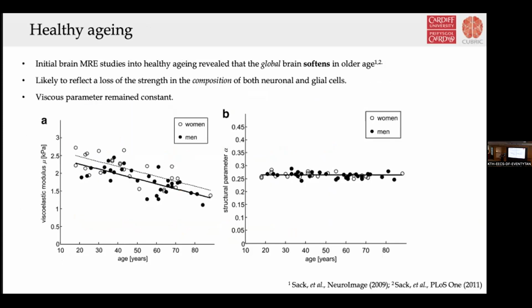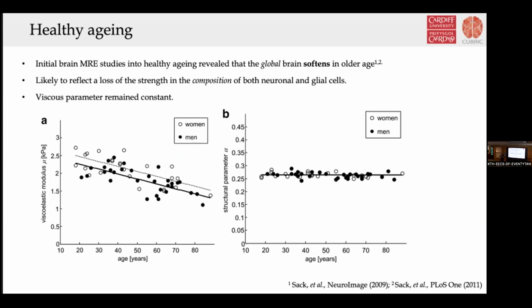So moving on now to the biomarkers for healthy aging and disease. Before any imaging technique can be useful as a biomarker of disease, it's important to understand normal brain changes in healthy aging. We know that older age causes both structural and functional changes to the brain. But in one of the earliest MRE studies by the MRE group in Berlin, they found that the global brain softens in older age. And this is actually one of the more robust findings in MRE. Several different groups always report the same thing, which we'll see on the next slides.